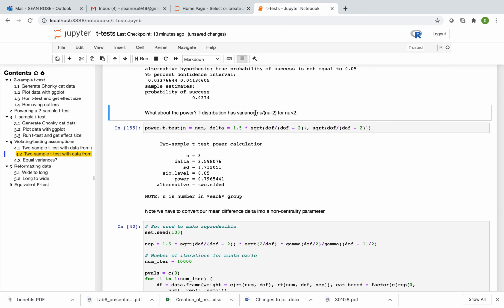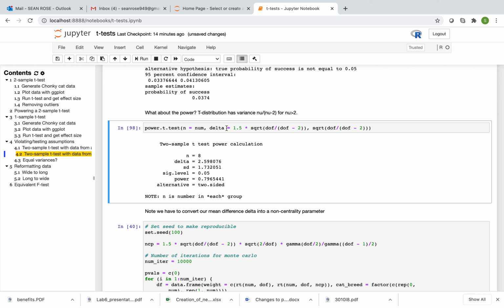So what about power? Let's look at the exact same experiment we did with the uniform distribution, but let's look at what the power is when we use a t-distribution instead of a normal distribution. So again, I'm going to power the t-test, and it turns out that the standard deviation of the t-distribution is the square root of degrees of freedom over degrees of freedom minus 2, so that's why that formula is here.